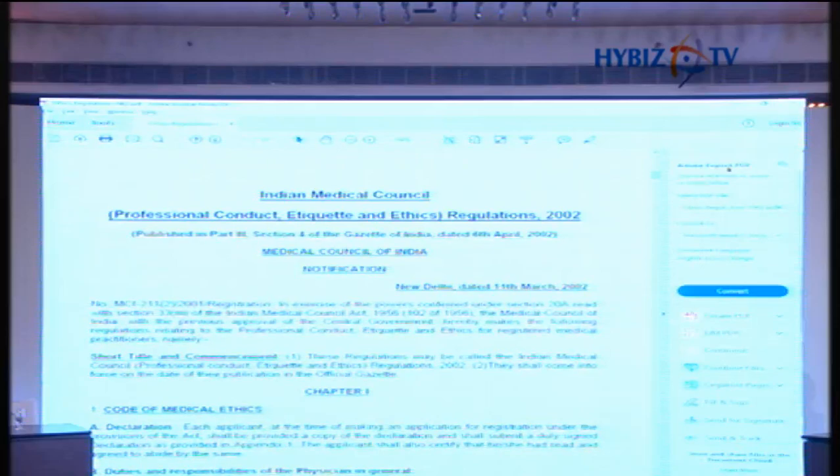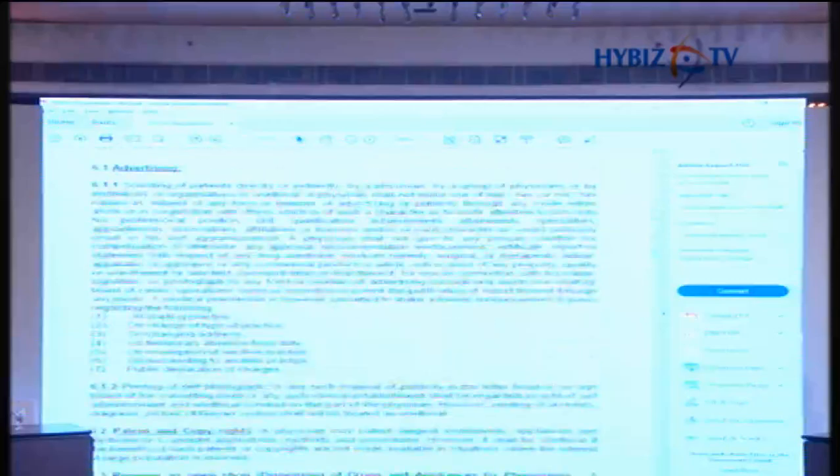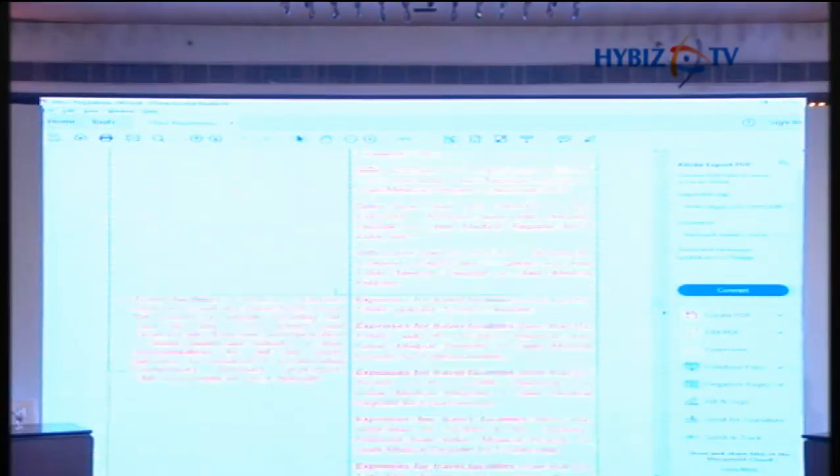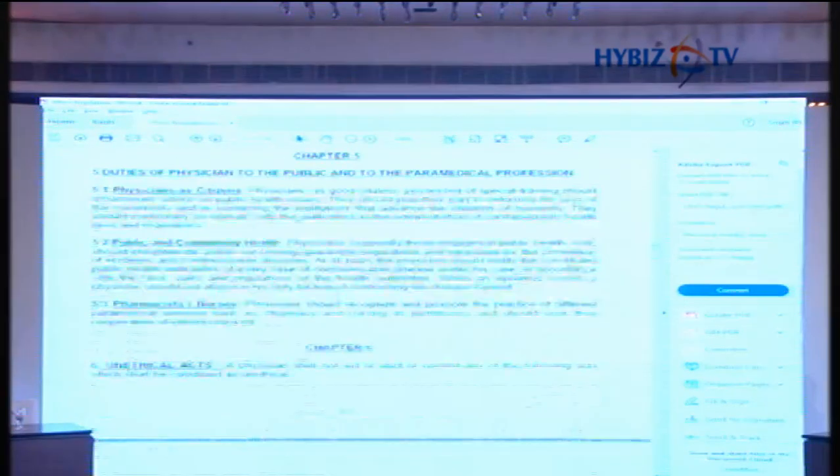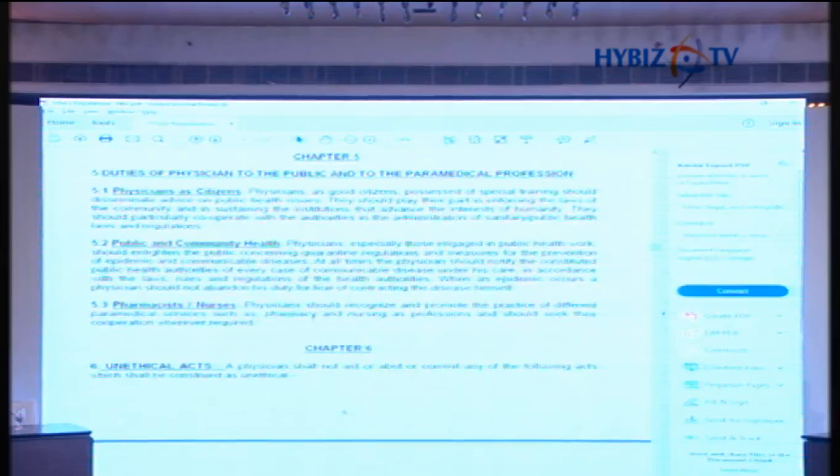And some of the salient features we can talk about. Only the 6th and 7th, go up to the 6th. Character is talked about, how to deal with the patient is talked about, and how you have to interact with your own colleagues. You don't undermine colleagues, sir. And supposing a colleague comes, don't charge the fees. That was our dictum. But today you are charging the fees, colleagues also. These are all forgotten days. And the duties of physicians to the public. And then chapter 6, unethical acts. A physician shall not aid or abet or commit any of the following acts which shall be construed as unethical.